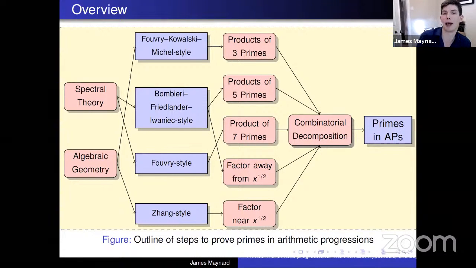And if you understand all of these products of 3 primes, 5 primes, 7 primes, products of two numbers with one factor close to 1/2, and products of two numbers with one factor far away from 1/2, then it turns out you can use a combinatorial decomposition to turn this understanding into understanding about primes. And that allows you to understand these new results about primes and arithmetic progressions that in some sense are going beyond the Riemann hypothesis unconditionally, but in an average sense.